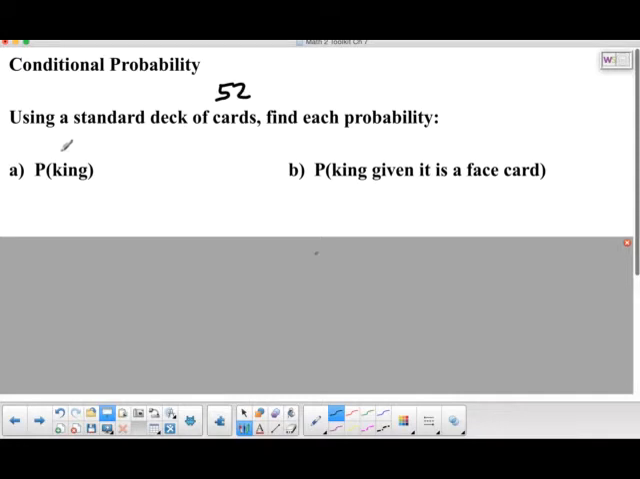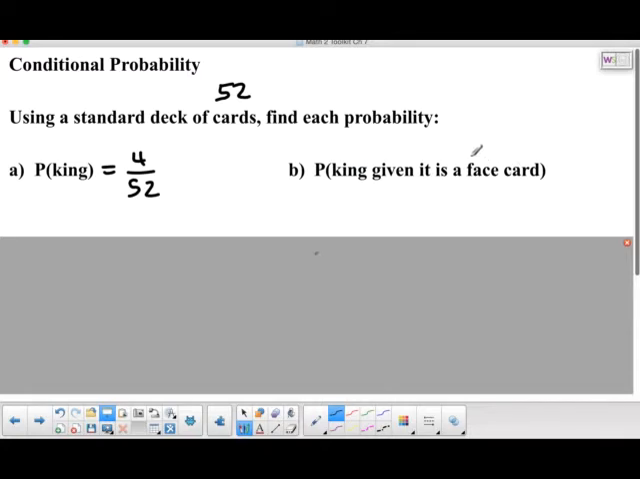So if I said to you, hey, what's the chance of actually getting a king at random? You'd say, well, there's 4 kings, and I know there's 52 cards, so you would say 4 out of 52. So here's where the change happens. What if I said to you, what's the chance that it's a king, given that it's a face card?